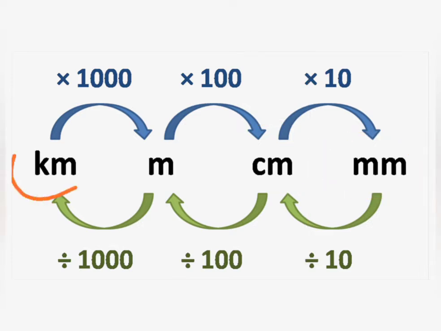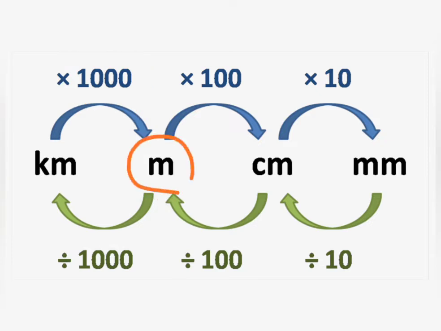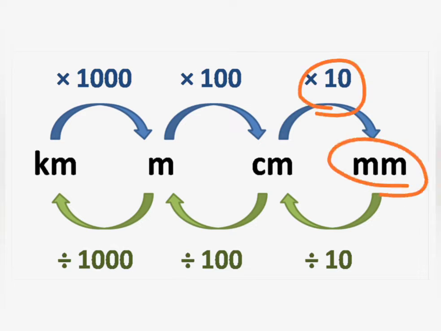Now, 1 kilometer equals 1,000 meters. And 1 meter equals 100 centimeters. And each centimeter equals 10 millimeters.